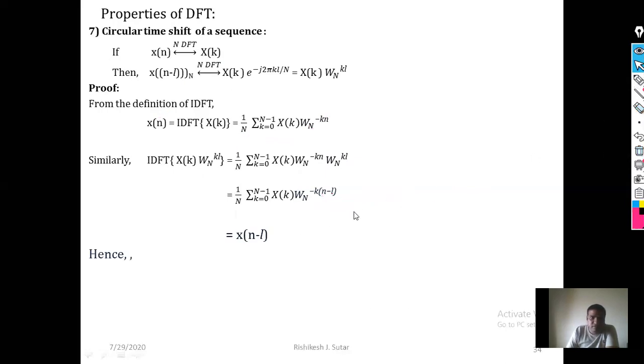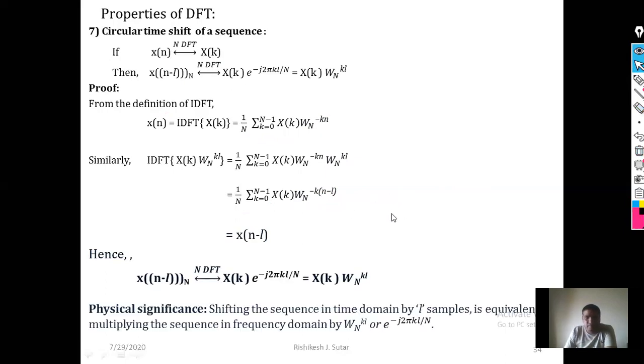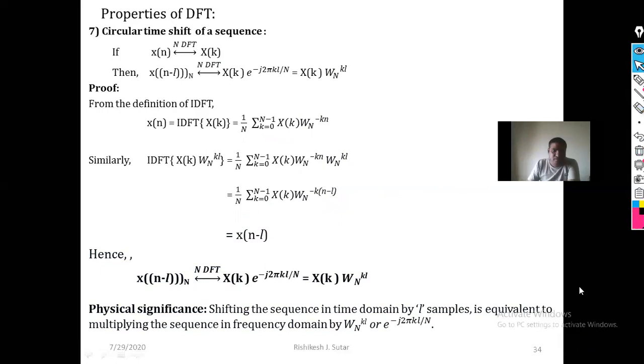Okay. So in this way, we can conclude this as shifting in time domain by l samples is equal to multiplying the sequence in frequency domain by e raised to minus j 2 pi k small l upon capital N. Okay, fine. So this is the proof for the circular time shifting.